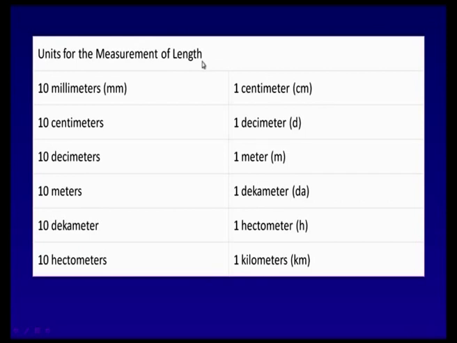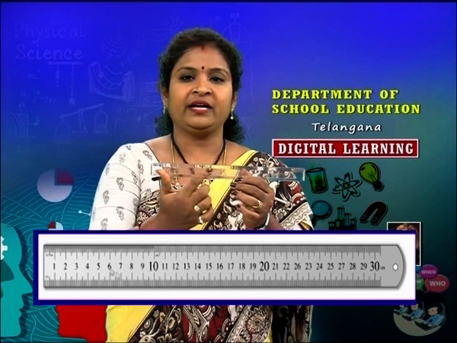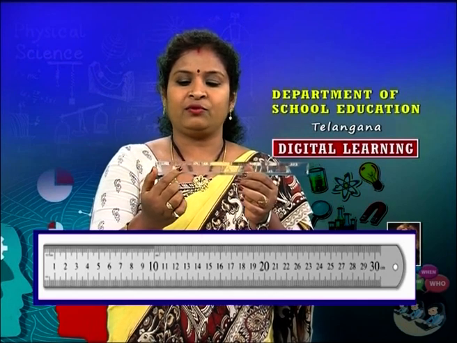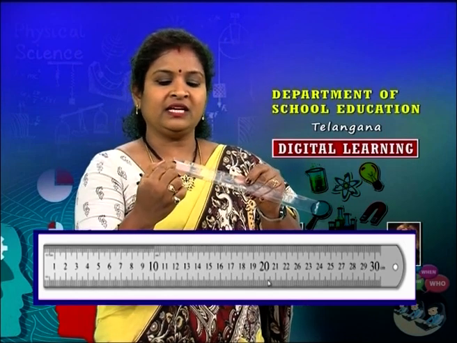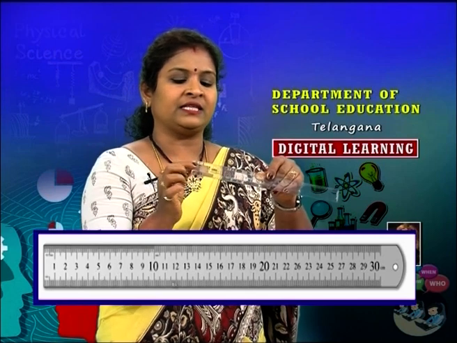Now, units for measurement of length. Children, here you just have to remember that centimeter can be measured by using a scale. In the centimeter, you have 10 small lines. Each line is equal to 1 millimeter. For example, see this, children. If you see this scale, there are readings on it. Now you can see 1, 2, 3, 4, 5, 6, 7, 8, 9, 10, till you have 30 readings. That means these numbers are telling us that the length of this scale is 30 centimeters.